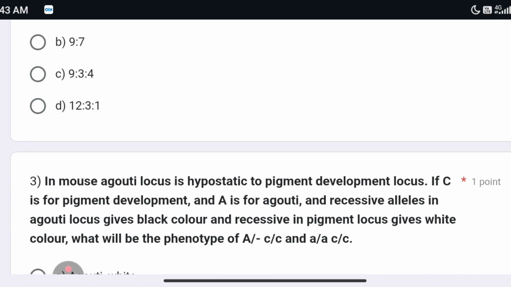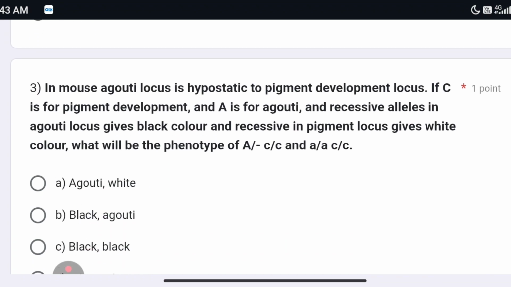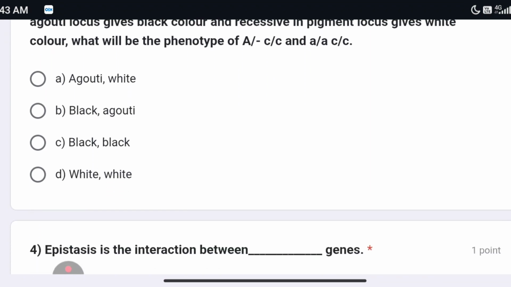9:3:4. The third question is, in mouse, agouti locus is hypostatic to pigment development locus. If C is for pigment development and A is for agouti, and recessive alleles in agouti locus give black color and recessive in pigment locus give white color, what will be the phenotype of A, C and A, small c? The answer will be white and white, because recessive epistasis takes place.